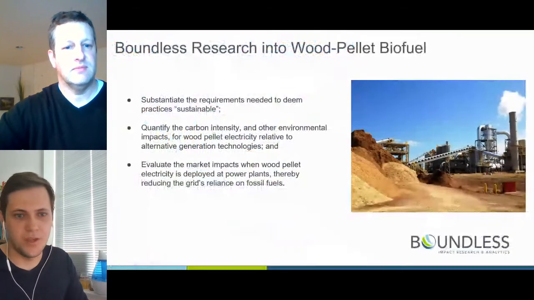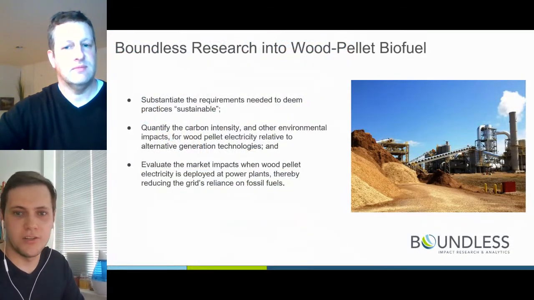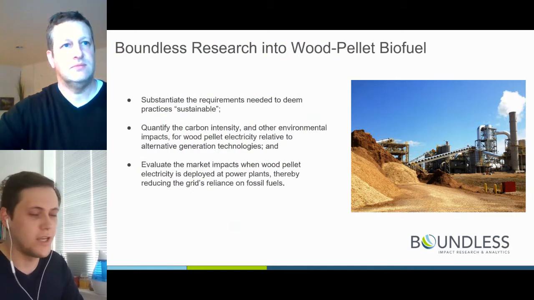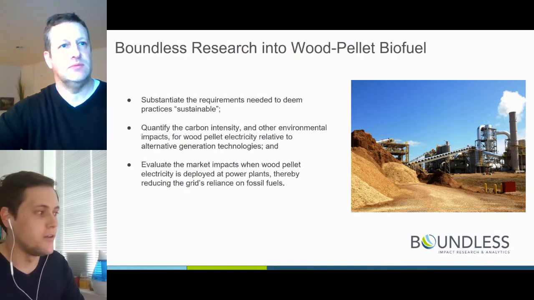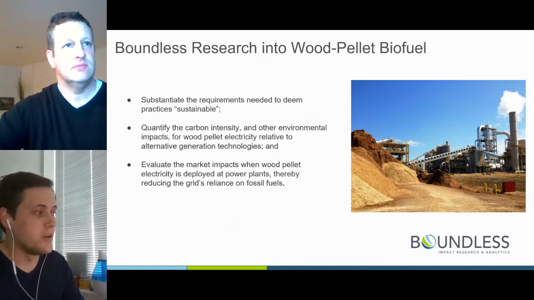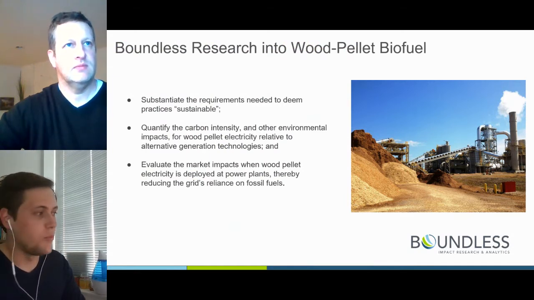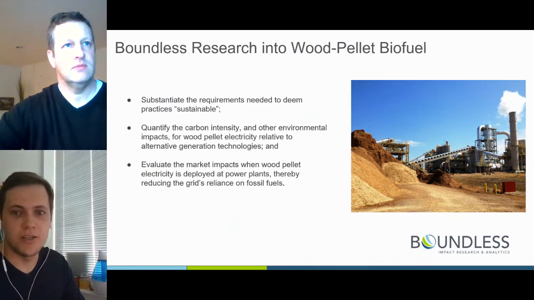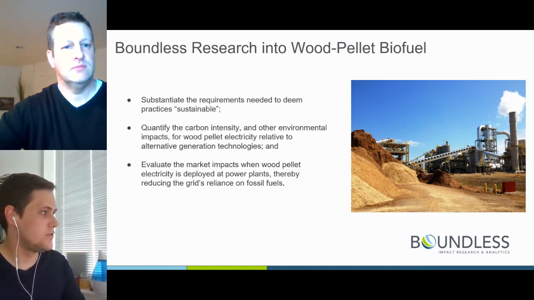So our research into wood pellet, biofuel, and electricity generation focuses on the requirements to deem wood harvesting practices sustainable, as well as to quantify the carbon intensity and other relevant environmental factors of wood pellet electricity and alternative generation technologies. Lastly, we evaluated the market impact of wood pellet electricity when it's deployed at power plants in the UK, Germany, and Japan. Let's go to the next slide.